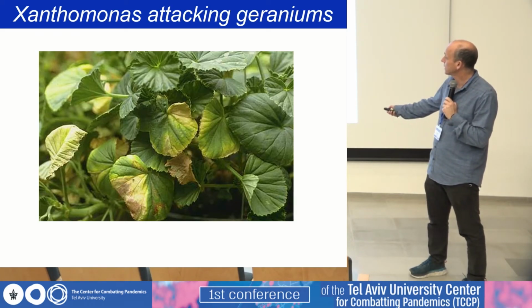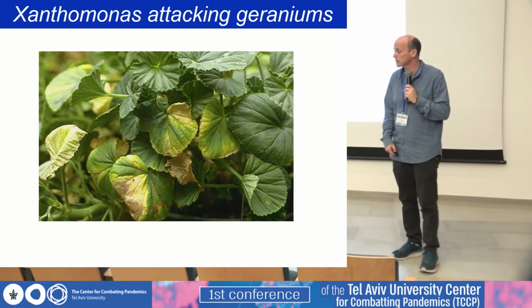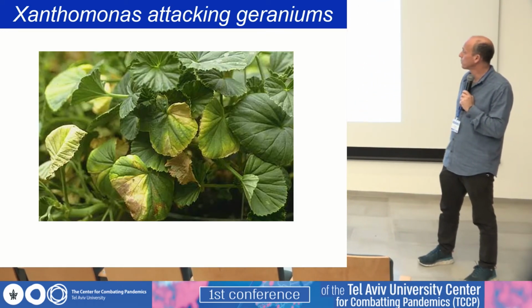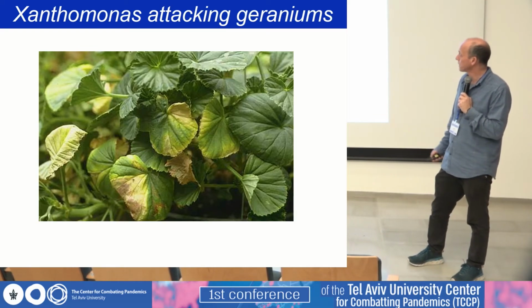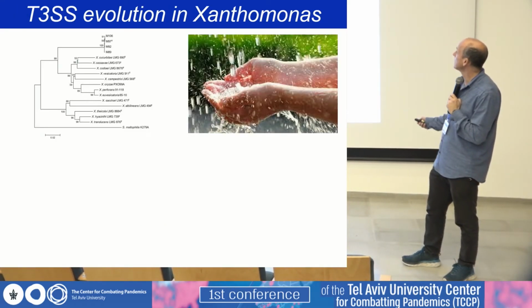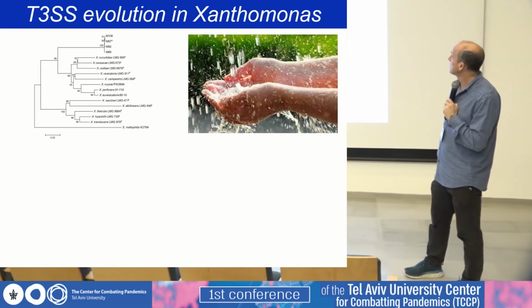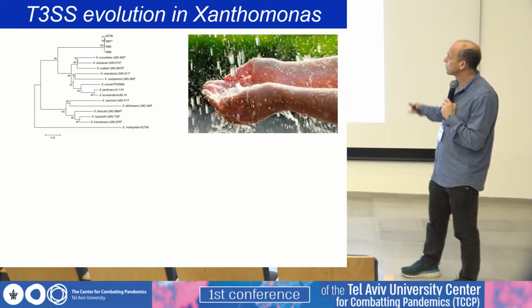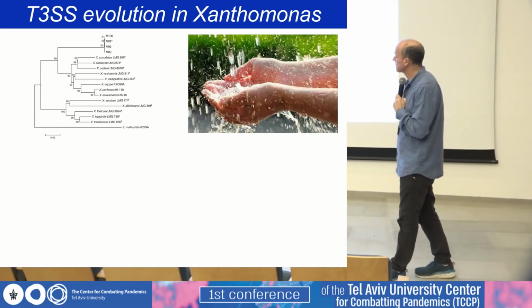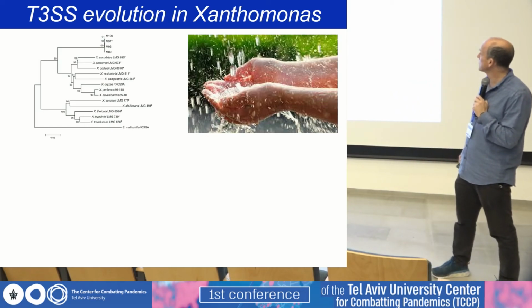And now we are working also on bacteria that infect geraniums. We took field isolates and sequenced the genome. We are now in the process of cloning the genes and validating our predictions. And we are also interested in the level of evolution. So we try to understand the evolution of type 3 secretion systems and effectors in various Xanthomonas species.